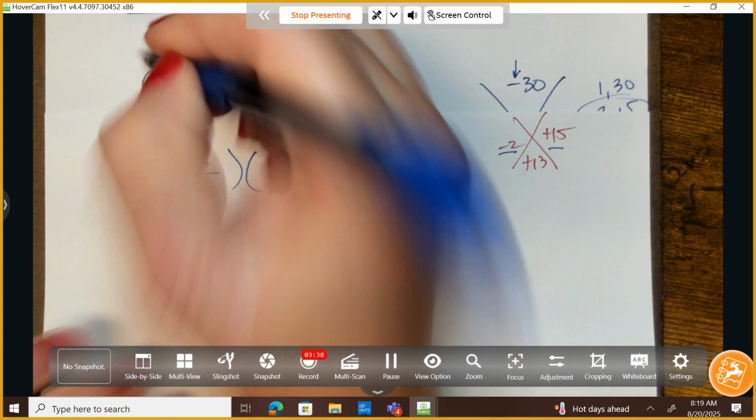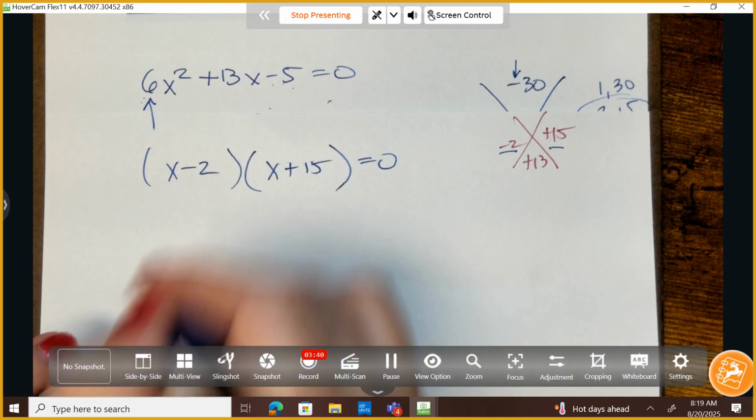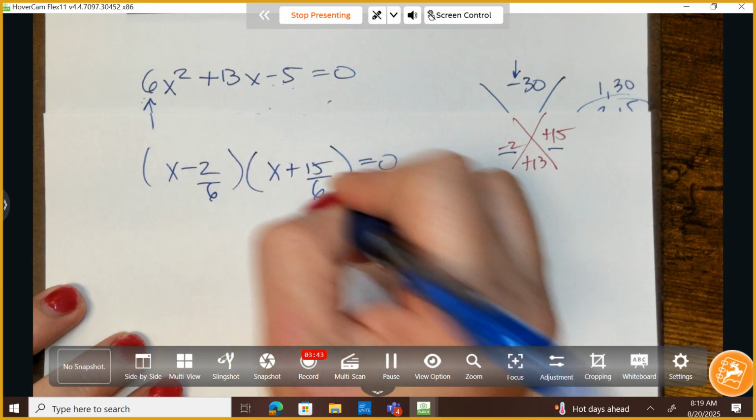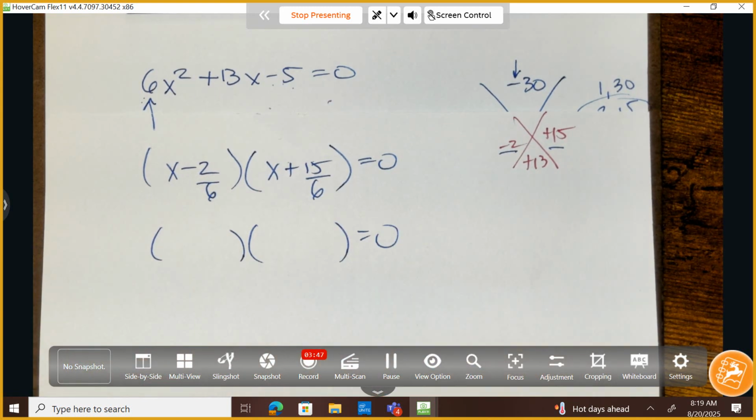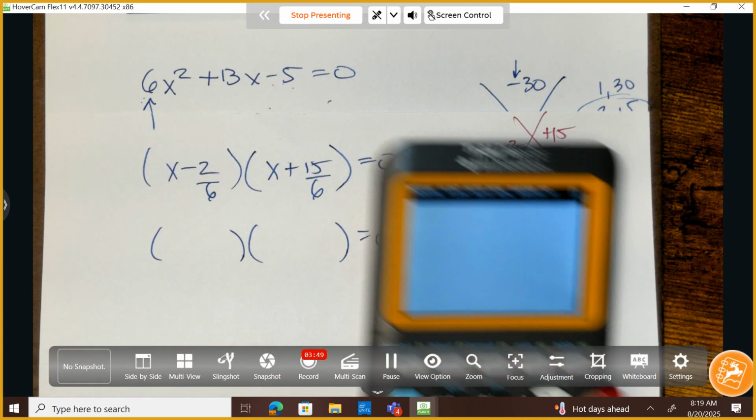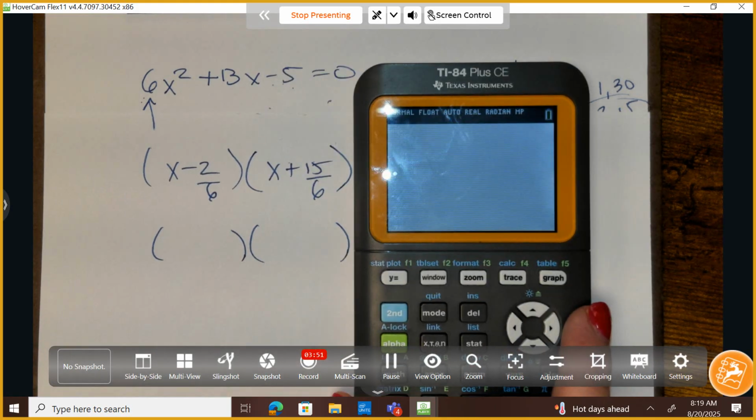This is the key. Most students forget about that leading coefficient. Whatever the leading coefficient is, we must always put it underneath. Now, you have a calculator in your hands. I'm going to teach you a trick. Are you ready? Grab the calculator right now.